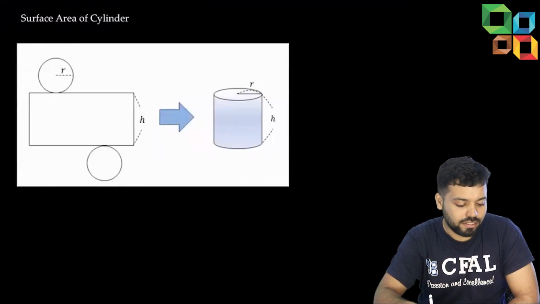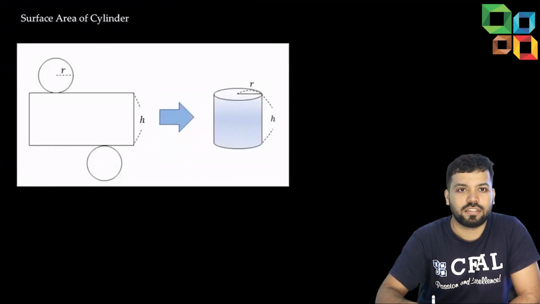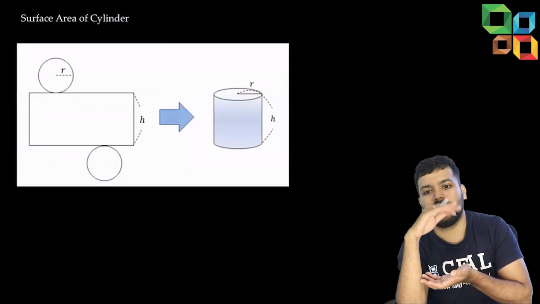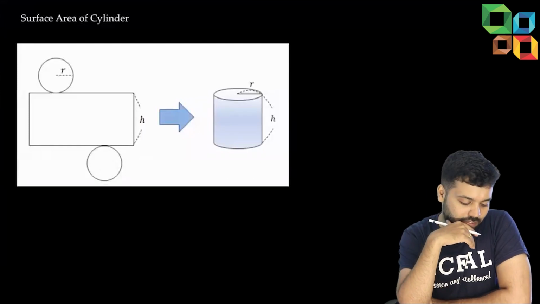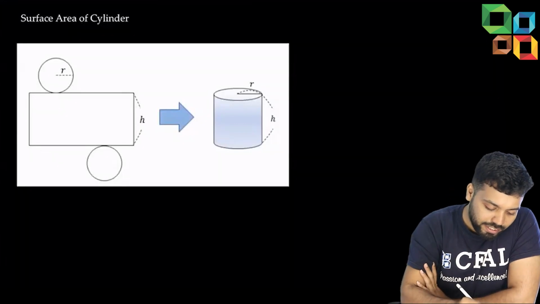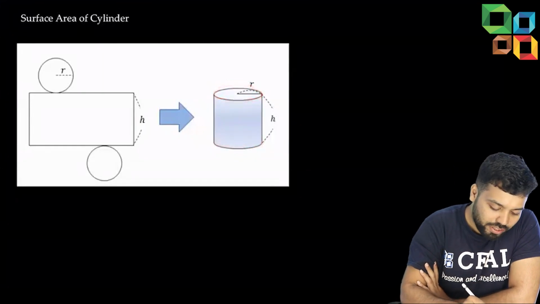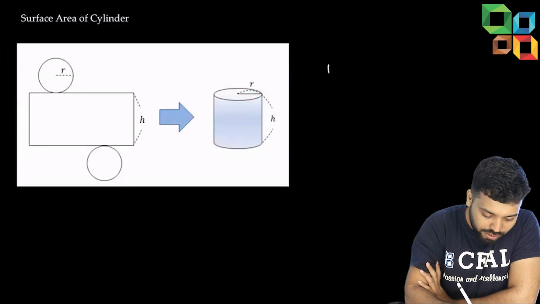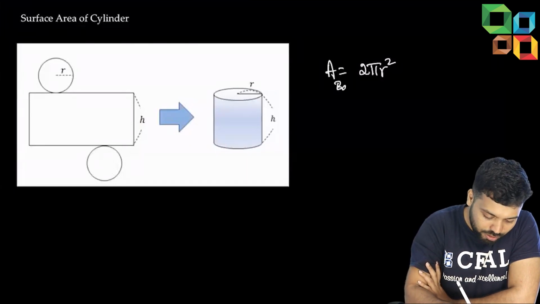Surface area of cylinder. What is the surface area of cylinder? Assume that there are bases also, including bases. Now, if you consider this cylinder, you have two bases with the radii r. So area of bases will be 2 times pi r square. Correct? 2 times pi r square. This is area of base.